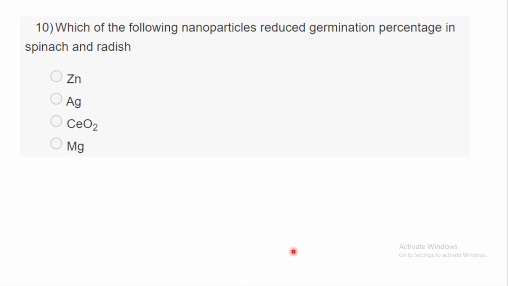Which of the following nanoparticles reduced the germination percentage in spinach and radish? Is it option A, zinc, option B, silver, option C, CeO2, cerium oxide, or option D, magnesium? Which of these nanoparticles? Is it silver nanoparticles, zinc nanoparticles, magnesium nanoparticles, or cerium oxide nanoparticles?